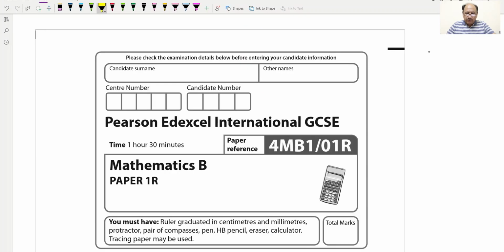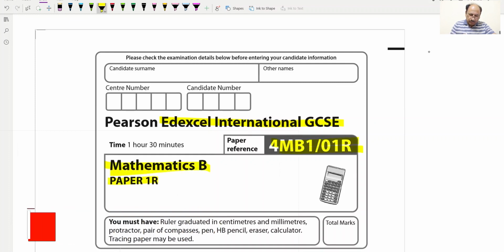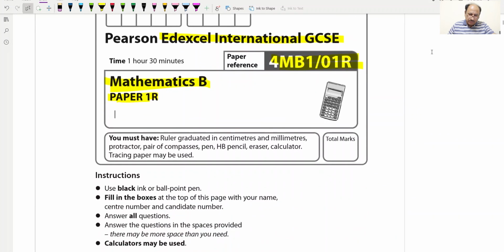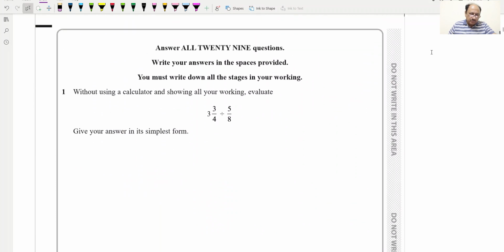Hello everyone, today we'll be going through Edexcel International GCSE 4MB101R Mathematics B paper 1R. This paper is from January 2022. Let us move to question number 1.